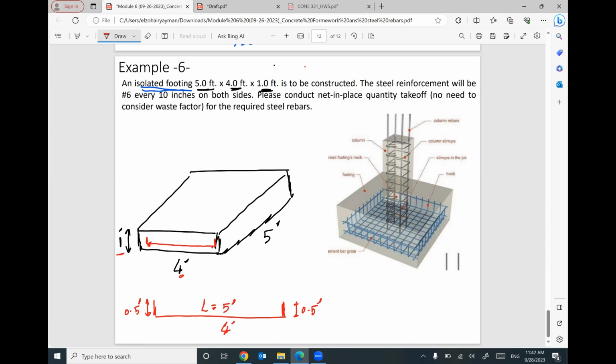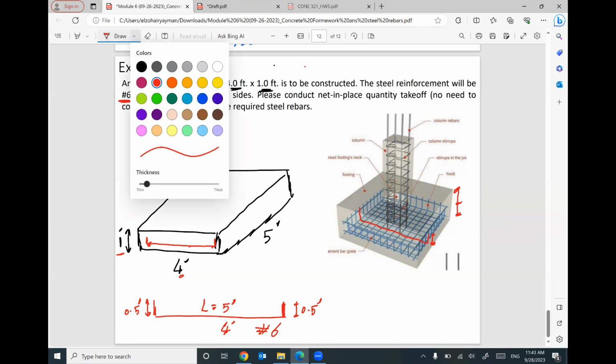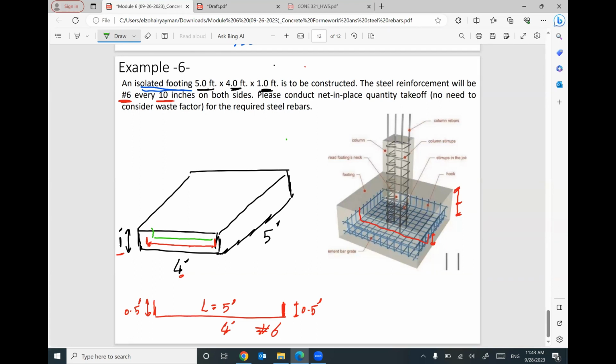So if you look here, the steel rebar looks like a U shape, like this. This little leg is not equal to the total thickness of the concrete. We can assume it is half. So if the total is 1 foot, the length of the leg will be 0.5. Keep in your mind, this rebar is number 6. And this rebar is repeated every 10 inch. So the spacing is 10 inch, 10 inch, 10 inch.